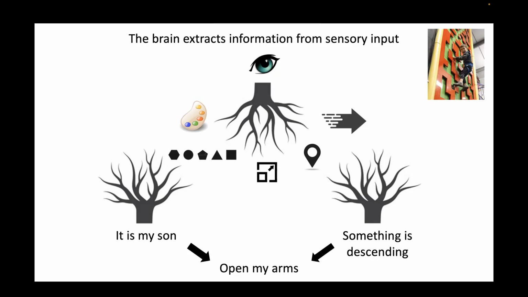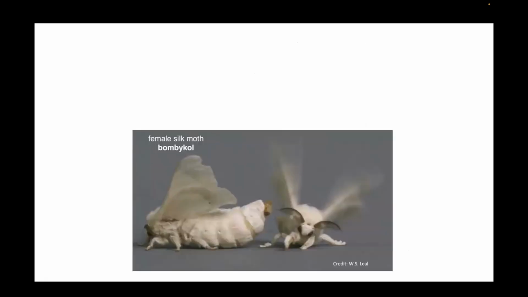So I'm interested to know first about the initial steps. How does the brain take a complex sensory scene and break it down into components? So we're looking at pheromone perception. The first studied pheromone is the silk moth pheromone. So here you see an image of a female silk moth, and the male is around her.